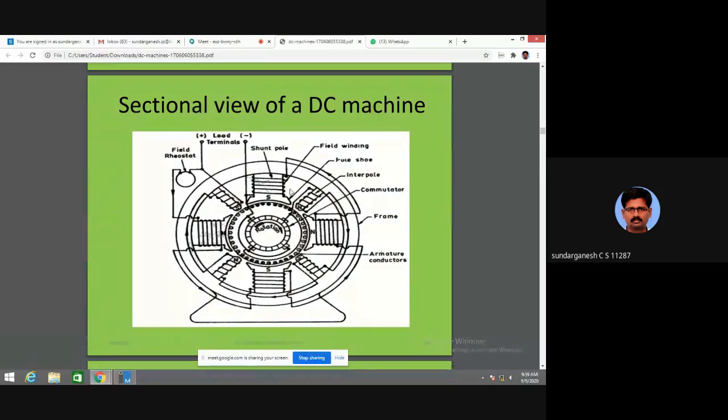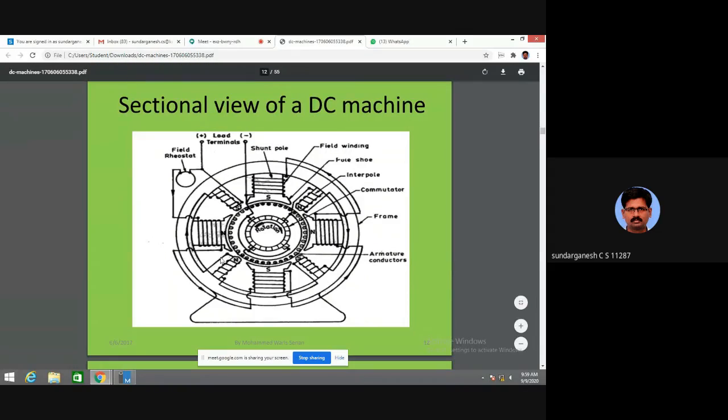In the field winding, we are giving DC supply. In the armature winding also, we are giving DC supply for a motor, and for a generator we take DC supply outside. This commutator is connected to brushes. The brush only supplies the required current. Okay.